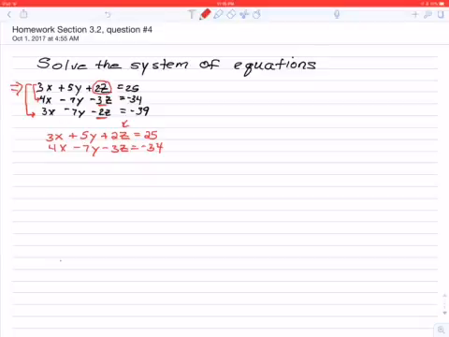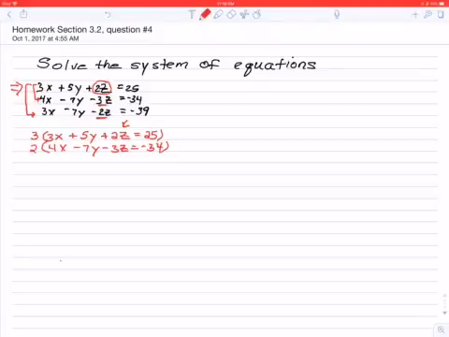So the least common multiple for 2z and 3z would be 6z. So in one of the equations, I can get a positive 6z. In the other equation, I can get a negative 6z. When I add the equations, the z's will drop out. So to get a positive 6z in that first equation, I'll multiply the entire equation by 3. To get a negative 6z in that second equation, I'll multiply the entire equation by 2.